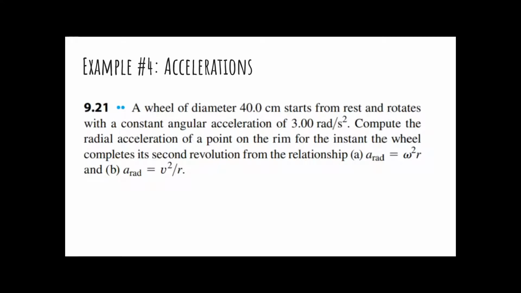Example 4 talks about the different kinds of accelerations. In this, we have a wheel of diameter 40 centimeters, which starts from rest and rotates with a constant angular acceleration of 3 radians per second squared. We need to compute the radial acceleration of a point on the rim for the instant the wheel completes its second revolution. That's a hint. From the relationship, radial acceleration equals omega squared r, and the radial acceleration equals v squared by r. So we will also be talking a little bit about translational acceleration, hopefully, and we'll see where that goes.